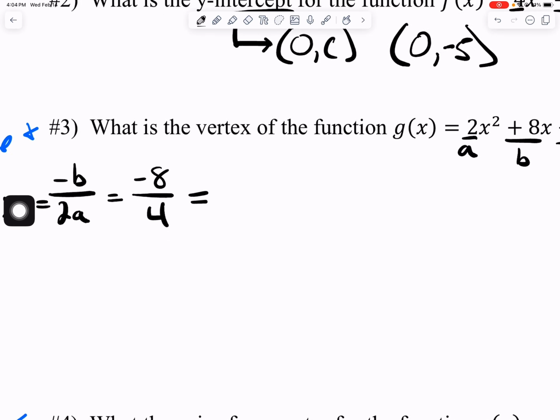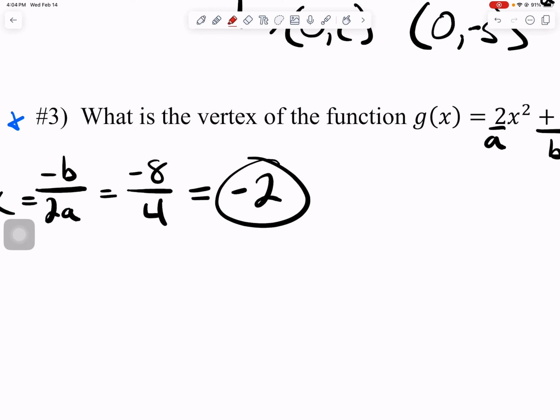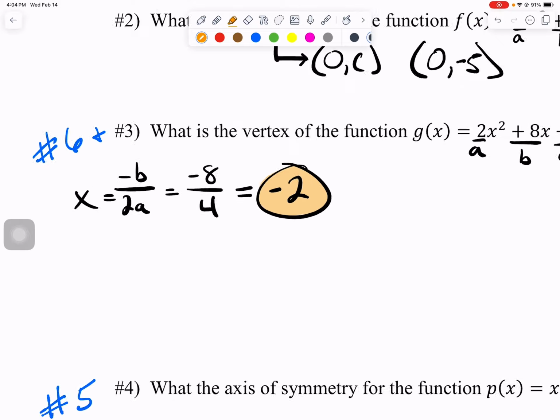Now, because of our fraction here, we will simply divide. Negative 8 divided by 4 is negative 2. And that, my friends, is the x value of your vertex. Now, I am going to highlight that in orange here, just so you can see exactly how it plugs in when we find our y value.